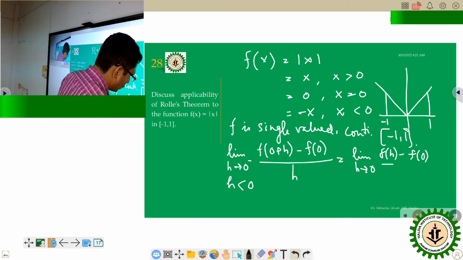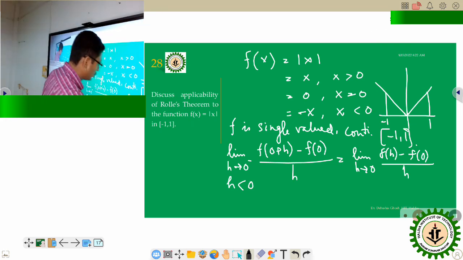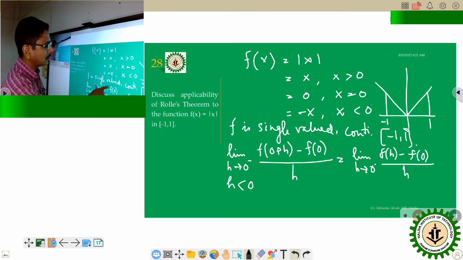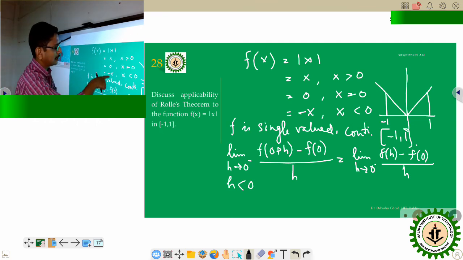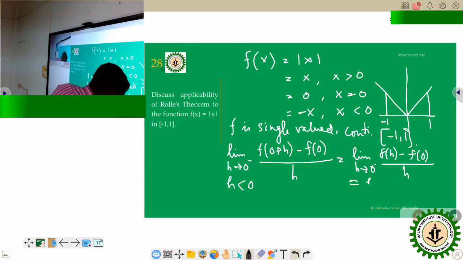So h now tends to 0 minus. Because of that 0 minus, h is less than 0, you have that f of x is minus x. So that comes to minus h. So this is equal to limit as h tends to 0 minus of minus h by h, which is equal to minus 1.